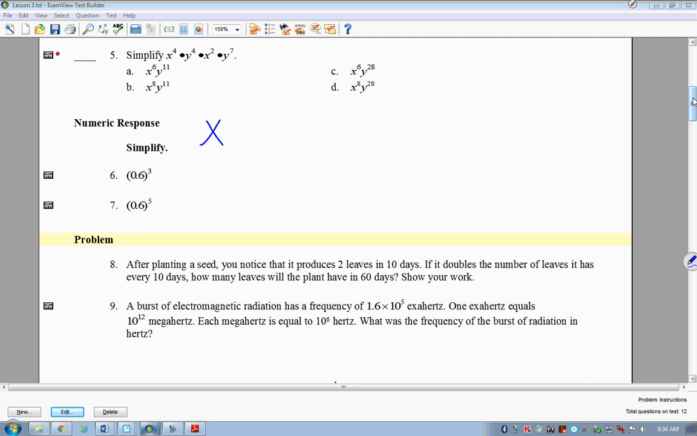So what should X be to the power of? 6. All right, go ahead and help me out with Y. What do I do there? Same thing? Okay, so I get Y to the what? 11th. Okay, 6, 11.